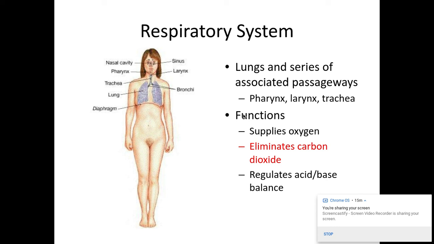But it helps to supply oxygen, helps to eliminate carbon dioxide, and then also helps to regulate your acid and base balance. So you might have heard of a pH balance, maybe you haven't, but it helps to basically regulate those two things so that your body's not too acidic or too basic.